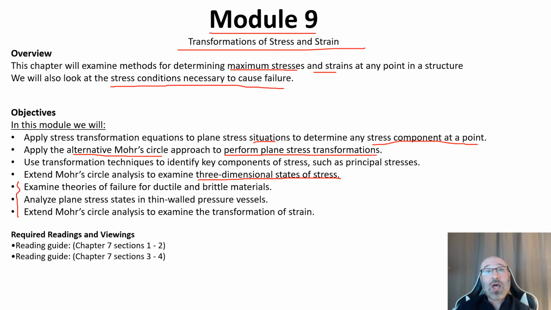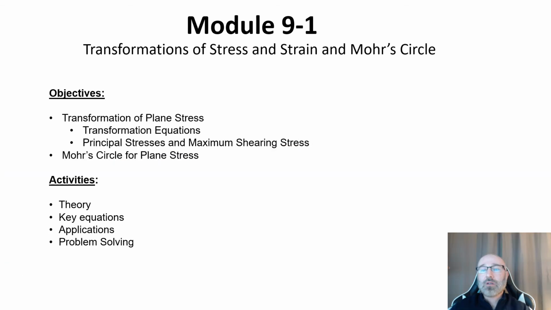So for Module 9, again, we'll just be covering these first 4 topics right there. This is going to relate to your reading in your textbook of Chapter 7's Sections 1 and 2 for Module 9-1, and Sections 3 and 4 for Module 9-2. And again, we'll wrap up the rest of the chapter in our next Module 10, looking at those last 3 topics.